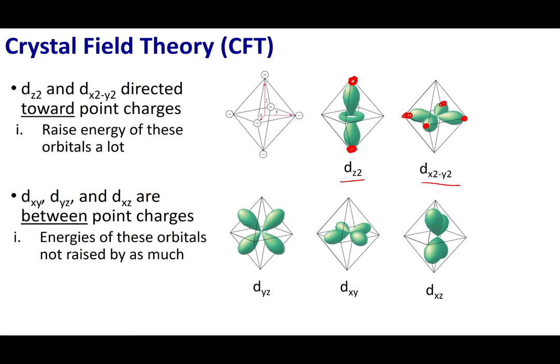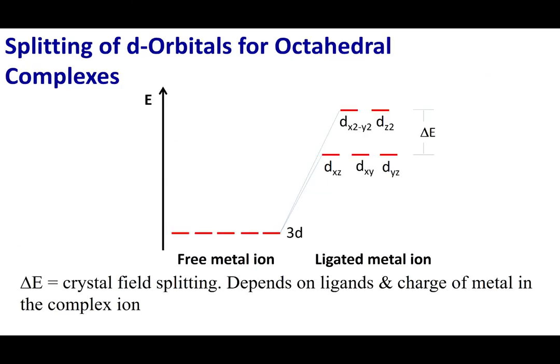However, if we take a look at the dyz, xy, and xz, you'll notice that in my octahedral arrangement, none of the ligands are pointed directly at a lobe. You will see that in each picture, the ligand is between the lobe of each one of these orbitals. While they get close, they are not directly pointed at these orbitals. So in this case, the dyz, xy, and xz are destabilized, but not as much as these two guys up here. So let's take a look at this in an energy diagram.